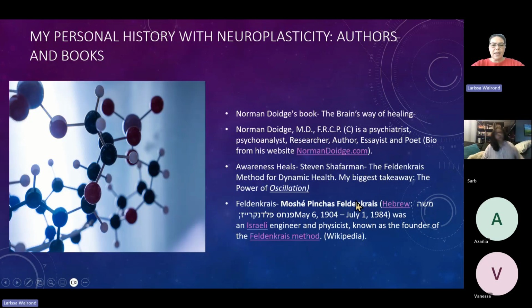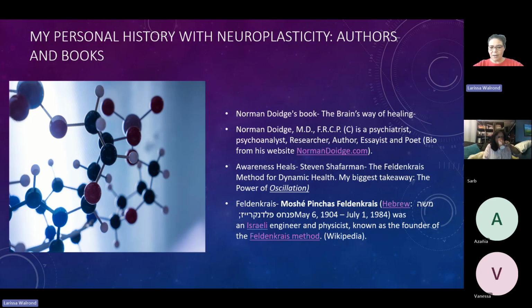Okay, so first, going into my history with neuroplasticity, these are a couple of authors that I've read. You can see Norman Doidge's book, The Brain's Way of Healing. I read that back in 2016, 2017. And you can see here, I took the first sentence from his website that describes him. There's a lot more to it. He's got a lot going on. So he's a psychiatrist, psychoanalyst, researcher, author, essayist, and poet. And we'll talk more about his book later on.